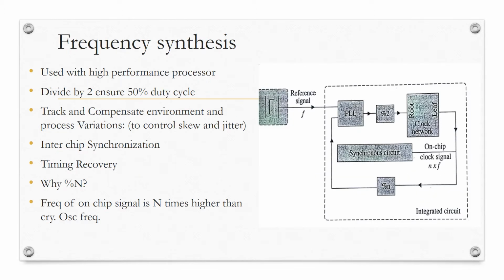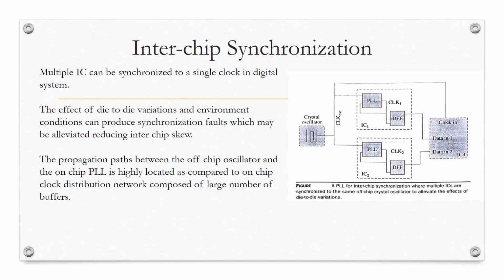As I have already described, the off-chip clock signal is generated by the crystal oscillator and is used as one input to the phase frequency detector. The other input is derived from the on-chip clock generator using a divide by n network, and then the error voltage is generated, which is used to control the clock signal. Why do we require divide by n? Because the frequency of the on-chip signal is n times higher than the crystal oscillator frequency.